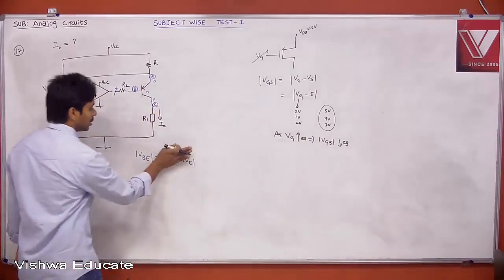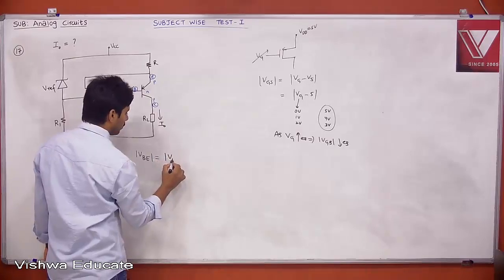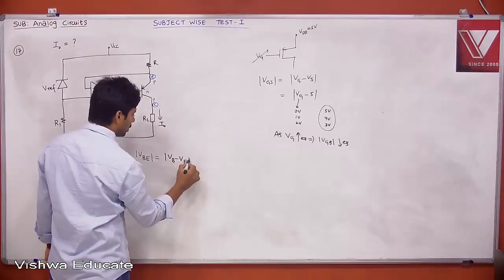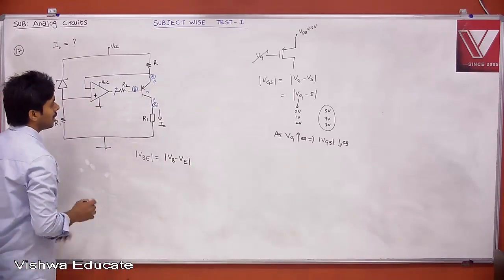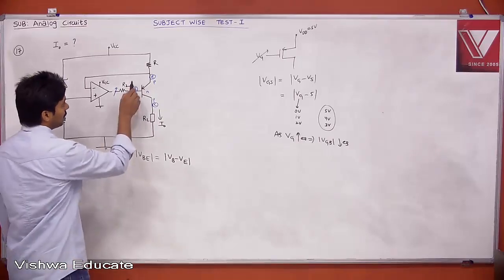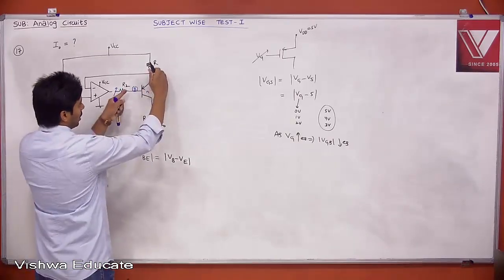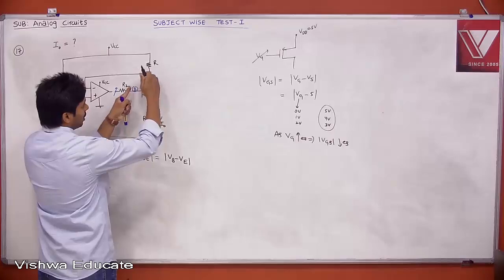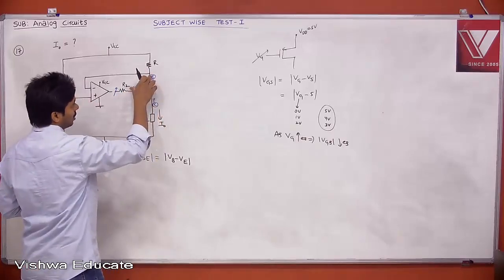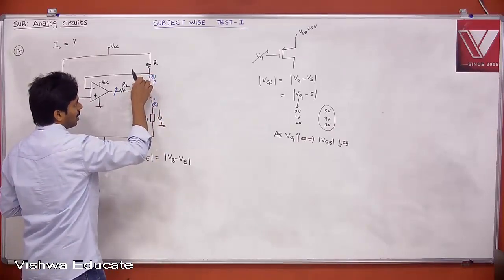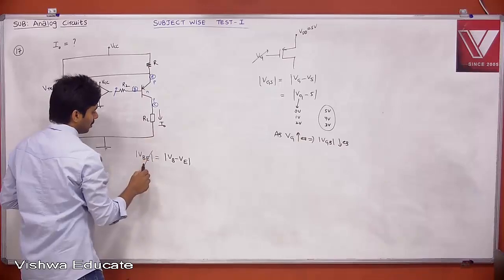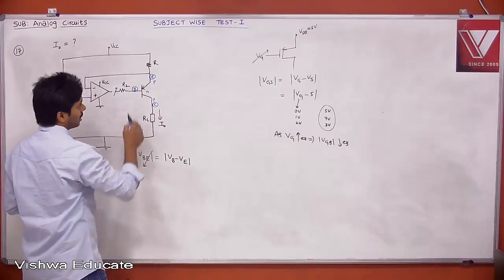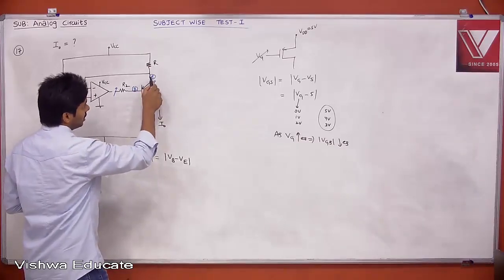Similarly, this is nothing but mod VB minus VE. Effectively it will decrease. Therefore, as base voltage is increasing and this is constant, the delta between base to emitter is what is decreasing. What will happen? Your VBE decreases. When VBE is decreasing, your IB decreases, IC decreases, IE decreases.